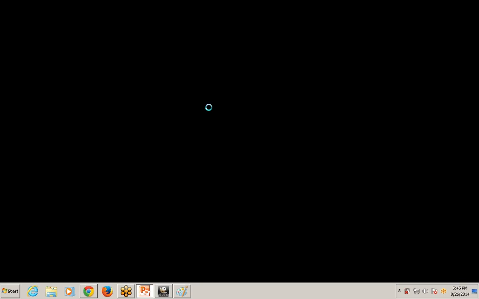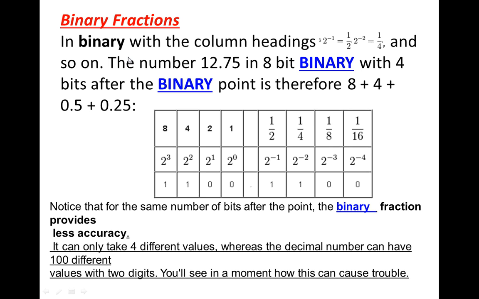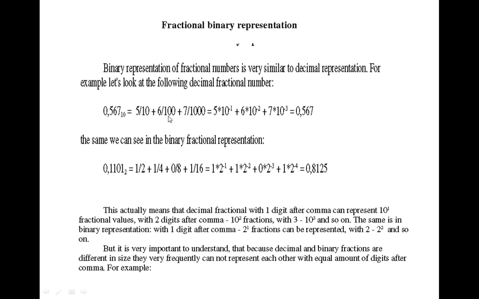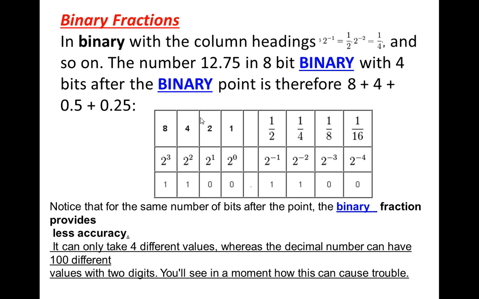Next is binary fractions. In binary, the column headings are 2 power minus 1 equal to 1 by 2, 2 power minus 2 equals 1 by 4, and so on. In decimal we represent by 1 by 10, 1 by 100, 1 by 1000. In binary we can represent 1 by 2, 1 by 4, 1 by 8, 1 by 16 and so on.